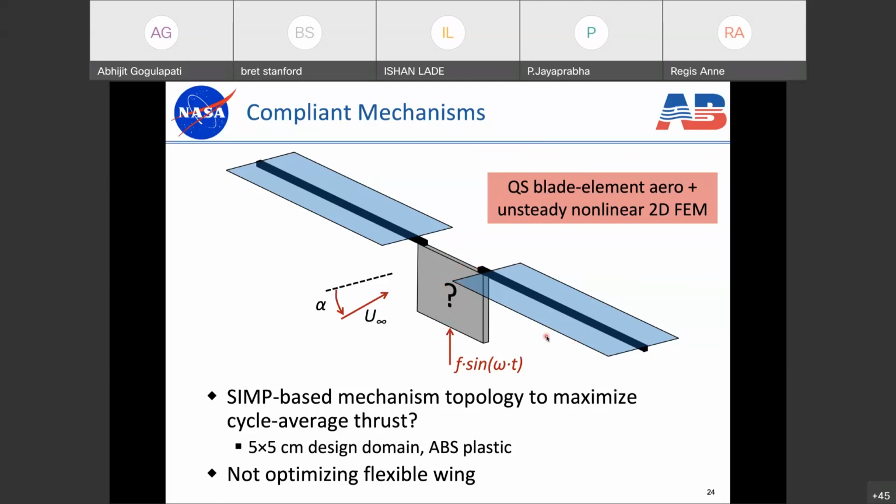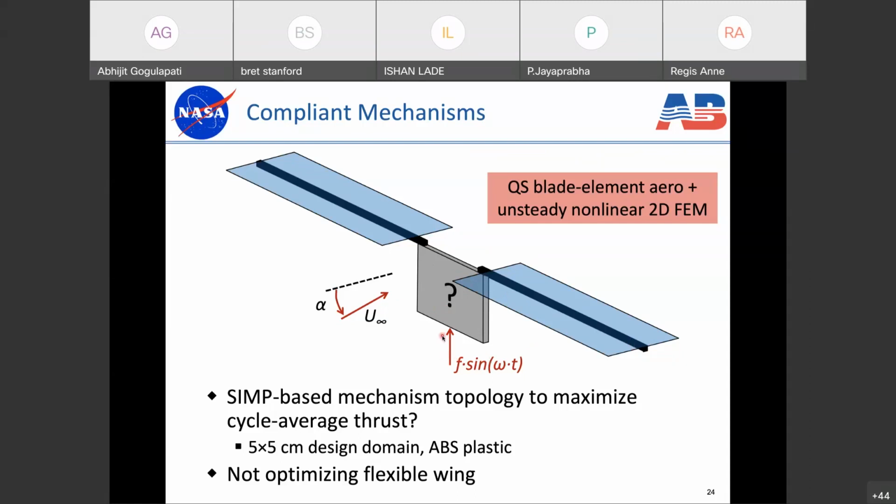And the objective function is to maximize the cycle average thrust force. So these wings are going to flap up and down. They're going to create a thrust force, which is going to be a force opposite the flow vector. What we're not doing here is optimizing the wing. So there's going to be really interesting design synergies between the mechanism design and the wing design. I'll talk about that downstream, but for now we're just holding the wing design fixed as this rectangular wing that you see here. And we're only interested in topology optimization of the compliant mechanism.